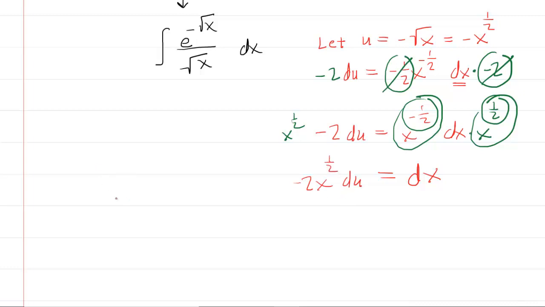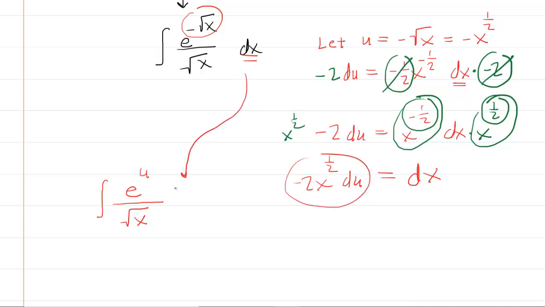Now we make our substitutions. So we're going to have the integral of e raised to the power of u. Remember, we let u equal negative radical x. This will be over the square root of x. And then this dx that was in our problem, we're going to be substituting in this expression right here. This was the reason that we had solved for that dx. So we'll have negative 2 multiplied by x to the half and then du.